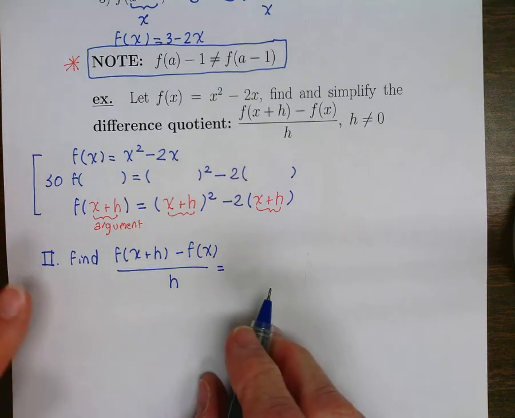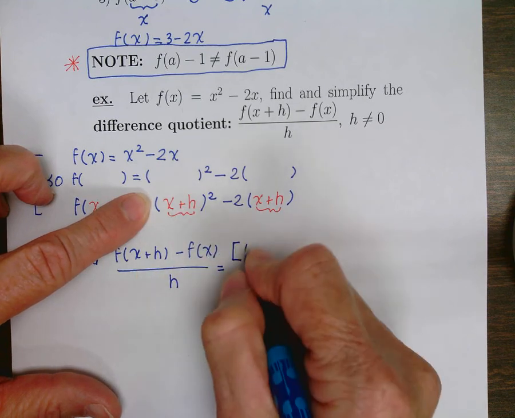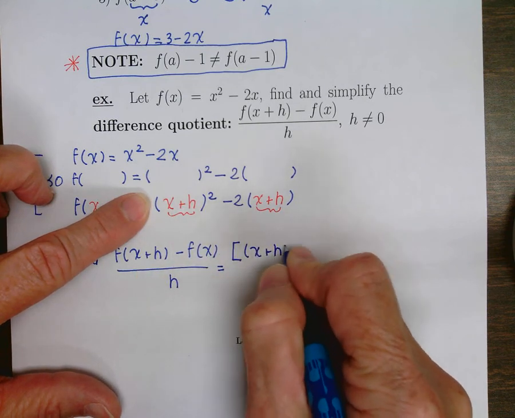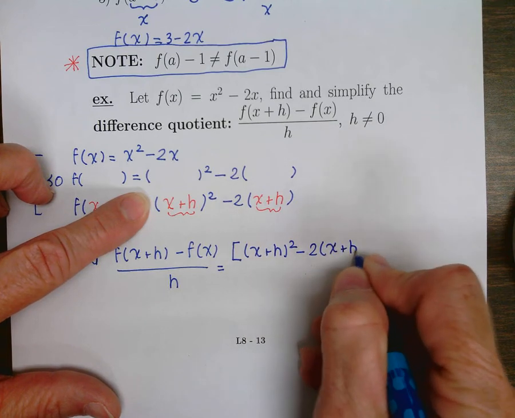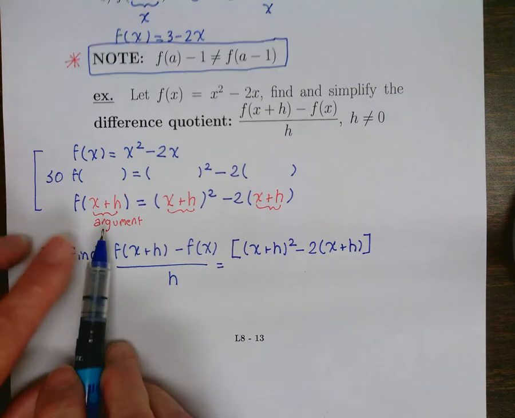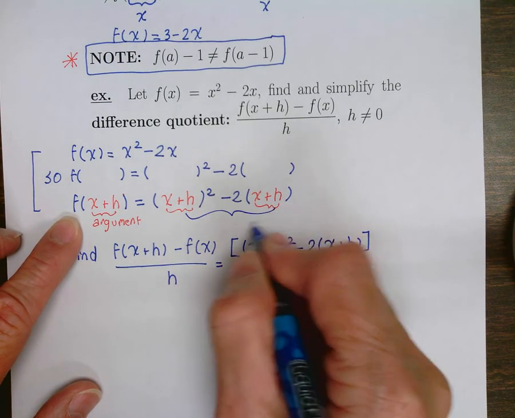Okay, now f of x plus h, remember, is just this quantity right here. It's x plus h squared minus 2 times x plus h. That was f of x plus h, okay? That's where that comes from.